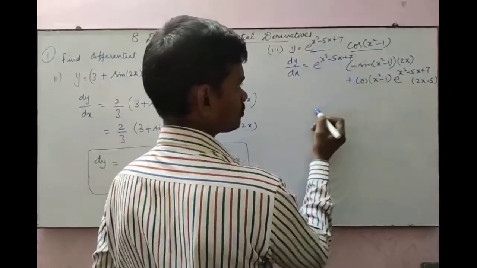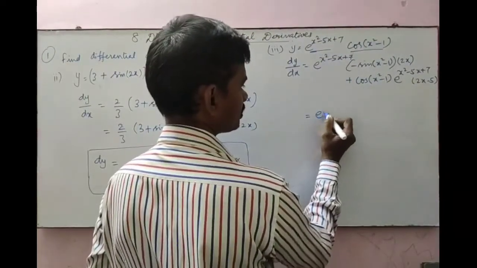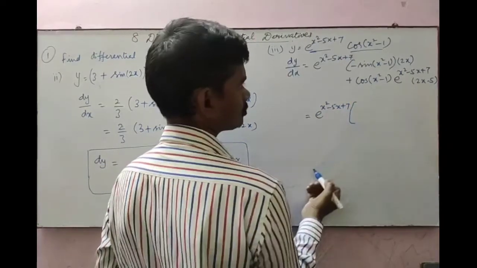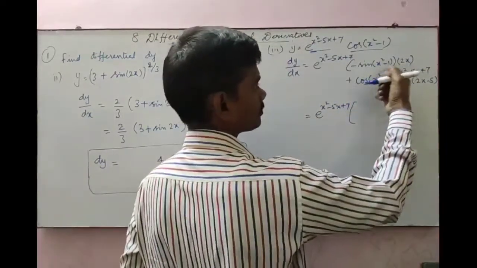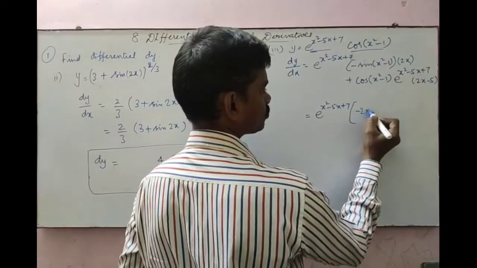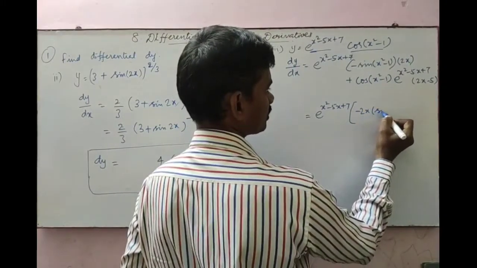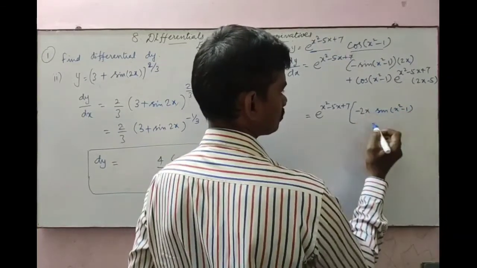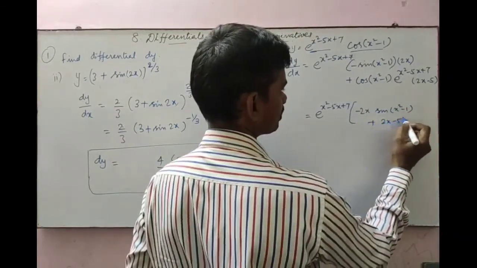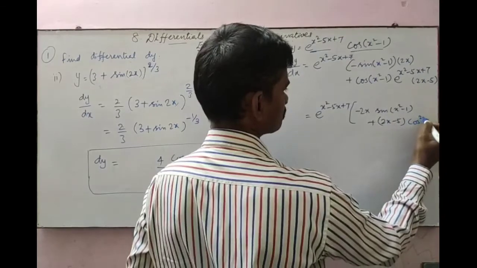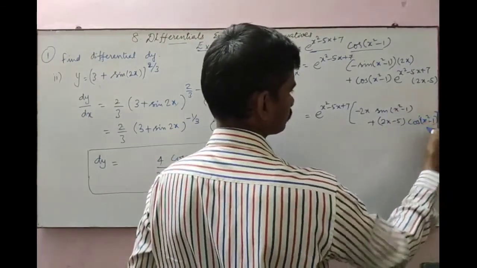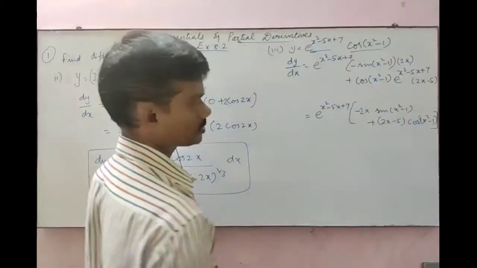Now in these two terms, you can see e power x square minus 5x plus 7 as a common. So what is the remaining here? Here the remaining term is minus 2x into sin x square minus 1 plus 2x minus 5 into cos of x square minus 1. So this is the answer.